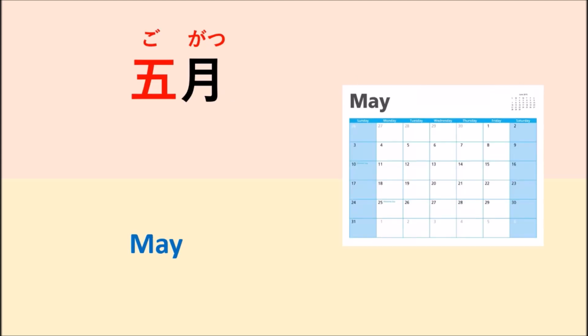5月. 5月 means May, the month of May. For example, you can say like あなたの誕生日はいつですか？When is your birthday? 私の誕生日は5月1日です。Which means my birthday is 1st May.